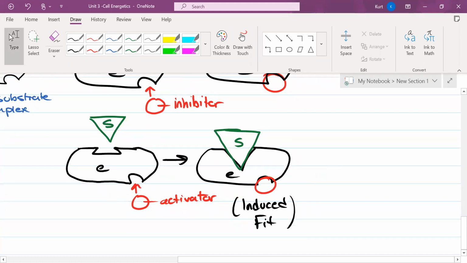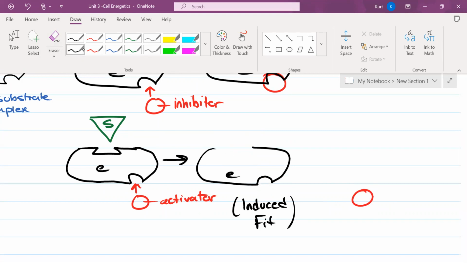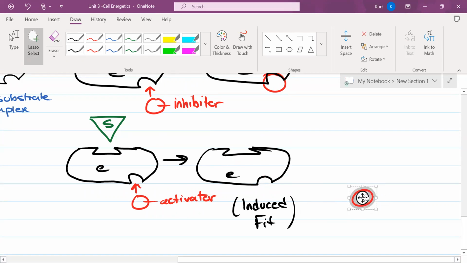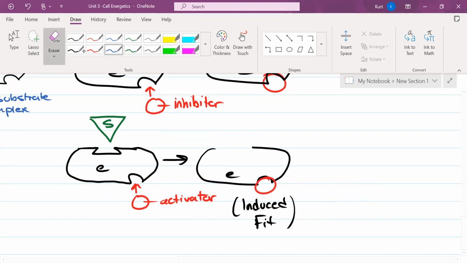Now, what if you're making way too much product? You just simply remove that allosteric inhibitor, or excuse me, allosteric activator out of there. And that would change the actual enzyme substrate or active site back to being incompatible for the substrate. But if you want to turn it back on, you just put that activator back in there, and that's going to change the active site. Okay?